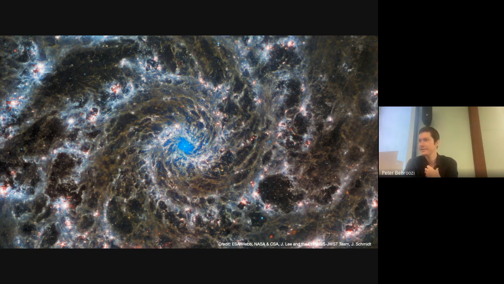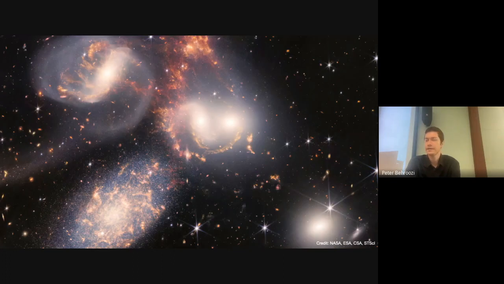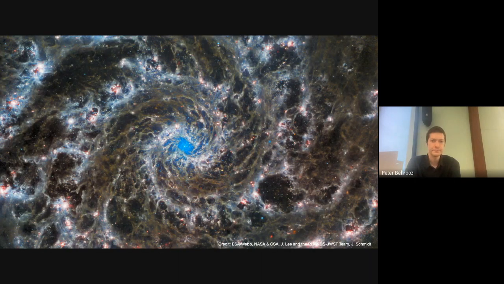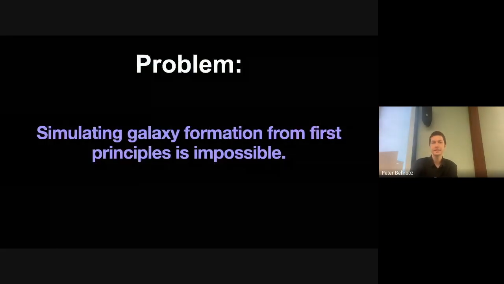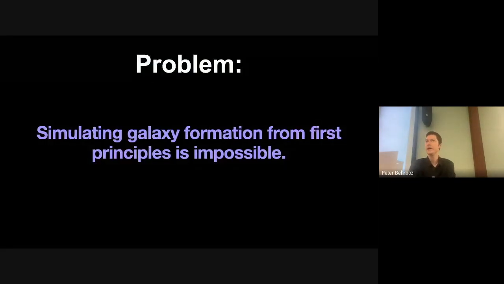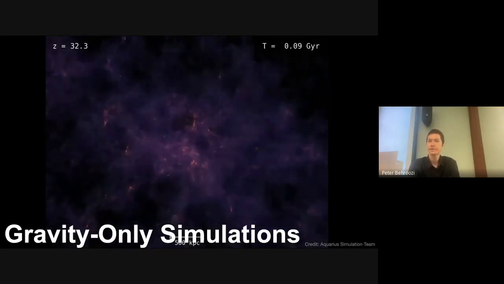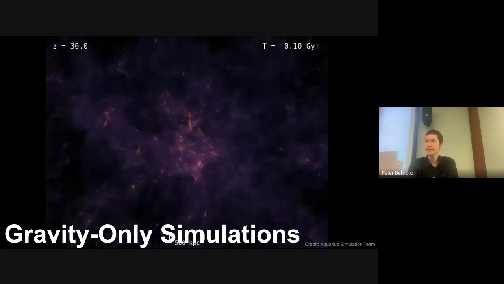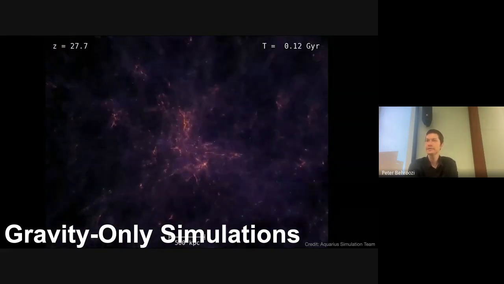My job, I'm a theorist. I don't build cameras. And so I want to understand why galaxies look the way that they do like this, and understand the physics behind what makes galaxies form and evolve. There's one problem with this, which is that running a simulation of galaxy formation from first principles is impossible. And so I just want to give you a sense very briefly of why that is and what we can do about it. So we understand of the fundamental forces in nature.